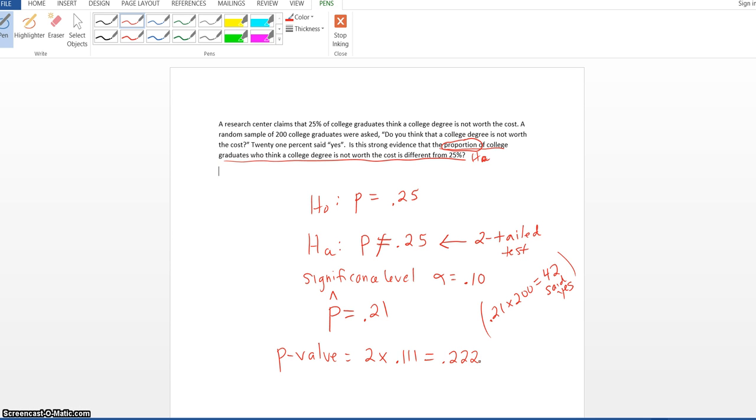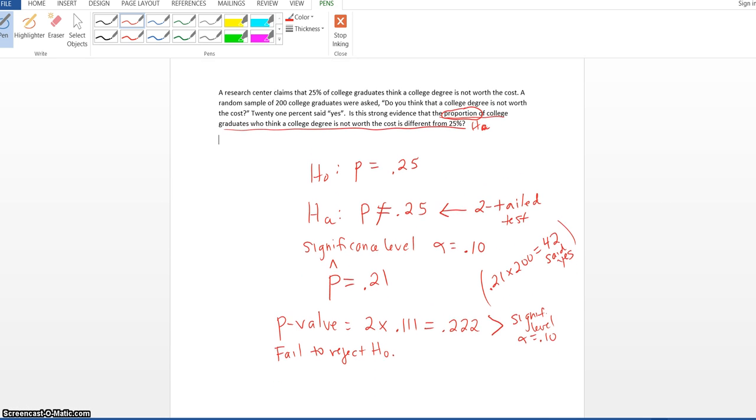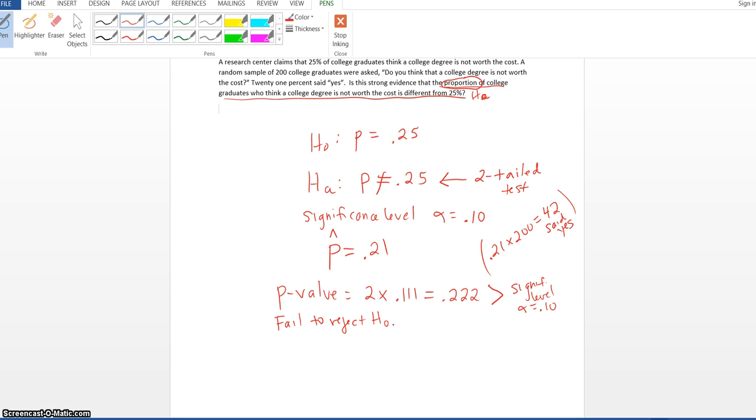Now the next step, of course, is to compare this p-value to my significance level. The p-value here is greater than my significance level. And since it is greater than my significance level, I fail to reject the null hypothesis. Which means that I do not have strong evidence that the proportion of college graduates who think a college degree is not worth the cost is different from 25%.